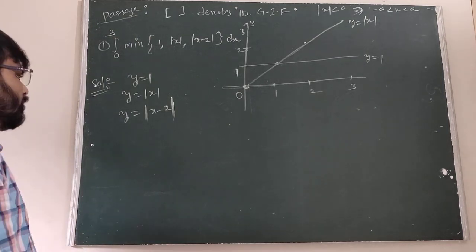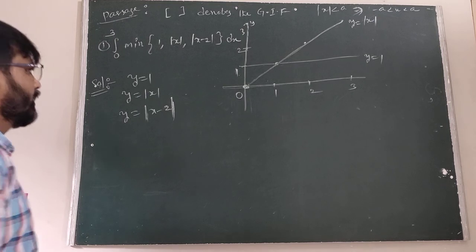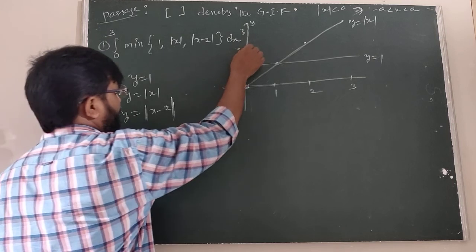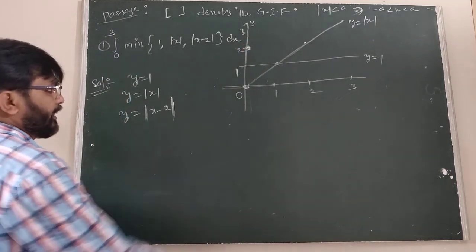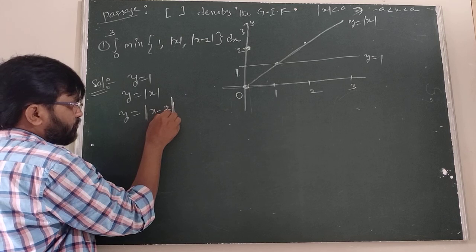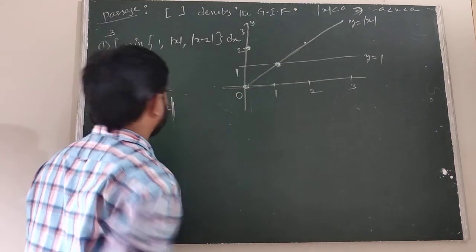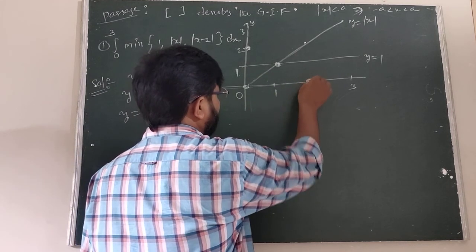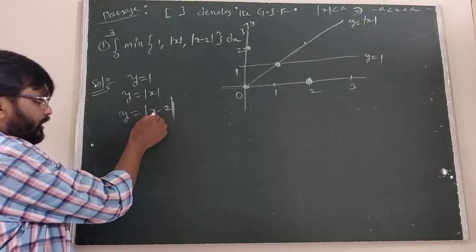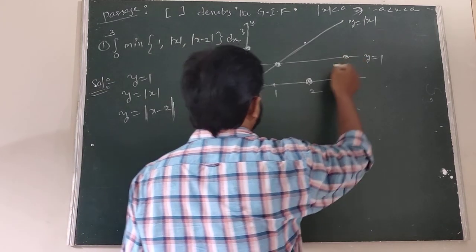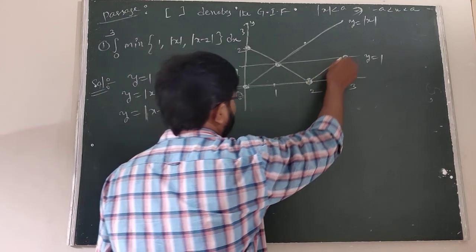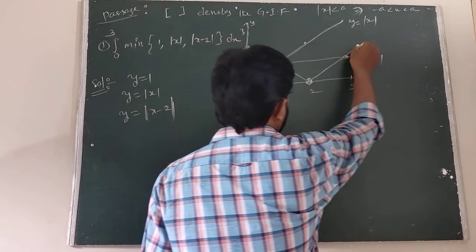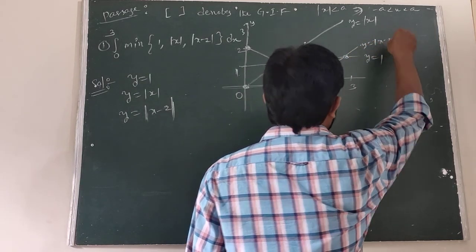After that, y equal to modulus of x minus 2. When we are taking x equal to 0, y is the modulus of minus 2, that is 2. When we are taking x equal to 1, 1 minus 2 is minus 1, so y is 1. When we are taking x equal to 2, y value is 0. When we are taking x equal to 3, 3 minus 2 is 1. This is the graph of y equal to mod of x minus 2.